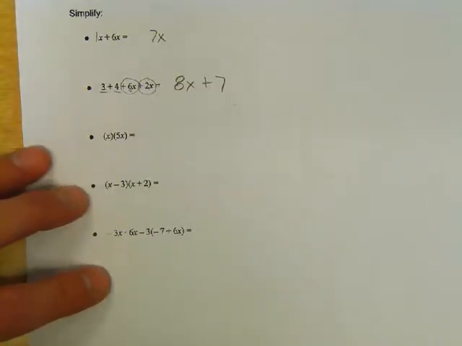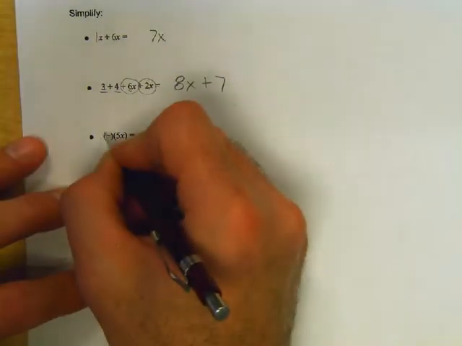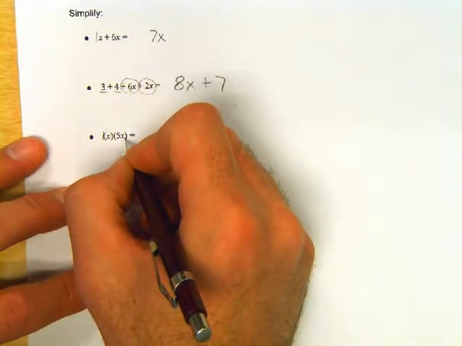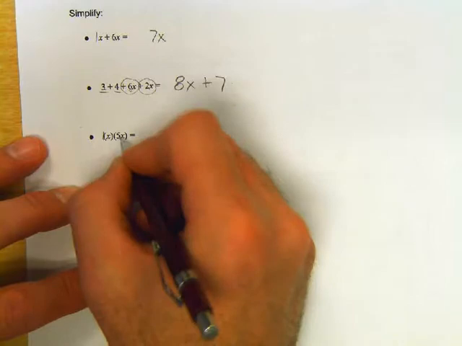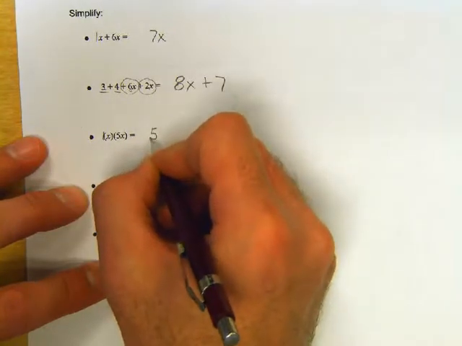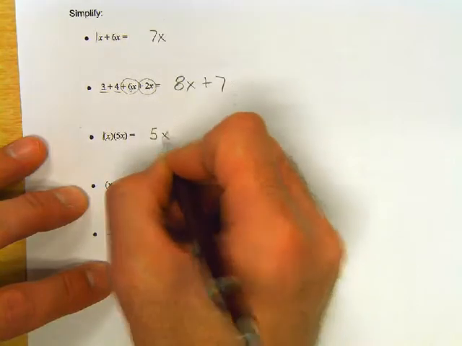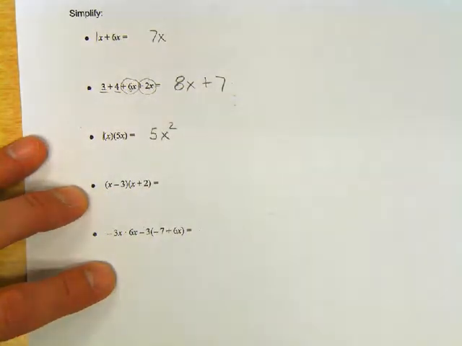All right, let's do a little multiplying. What is 1x times 5x? Well, 1 times 5 is 5. What's x times x? x squared. Okay.